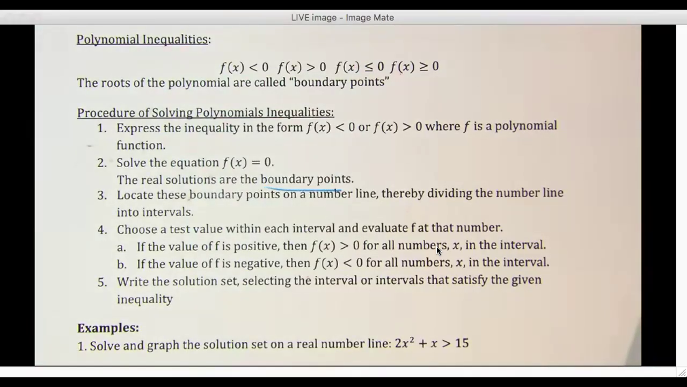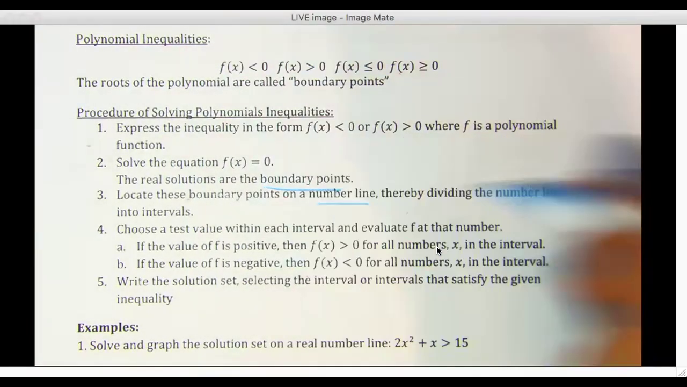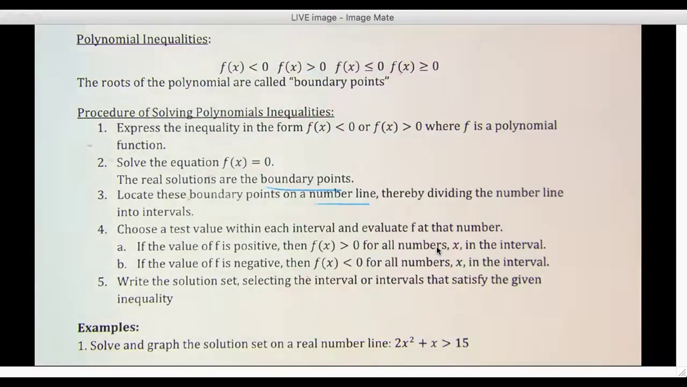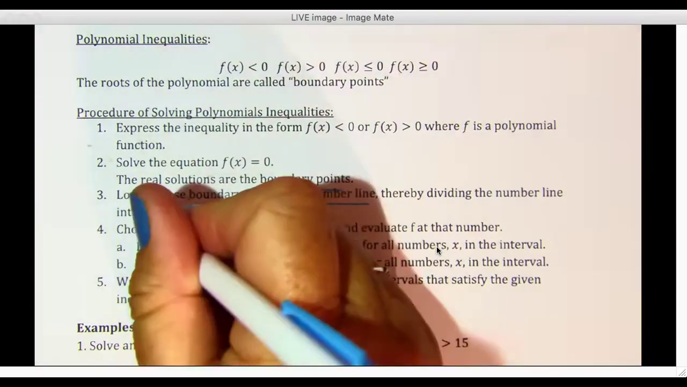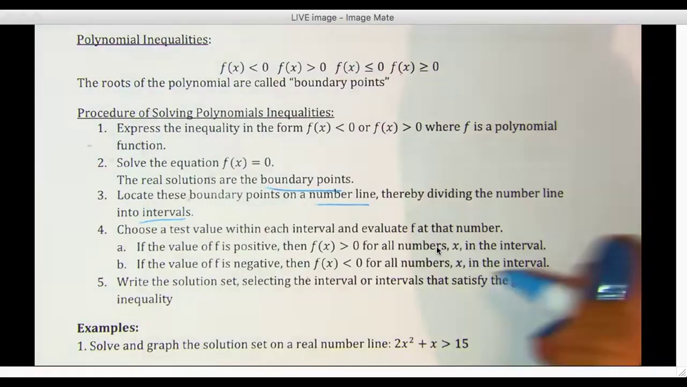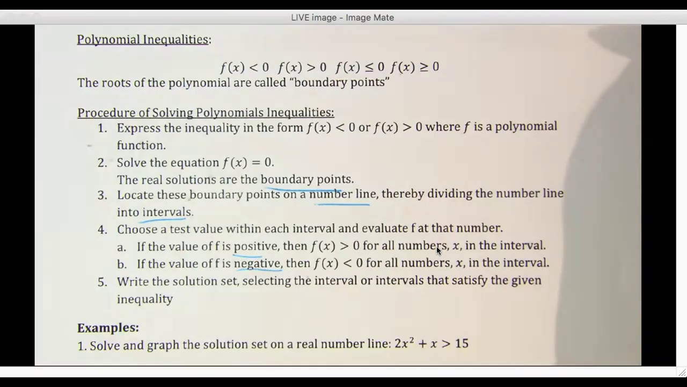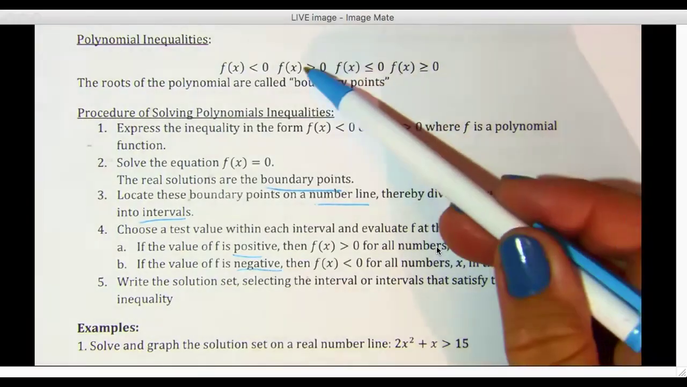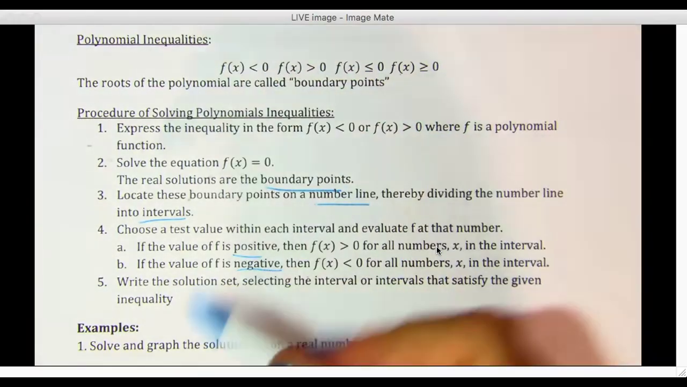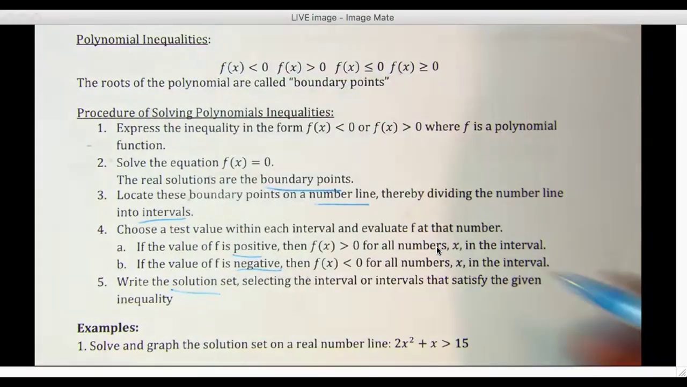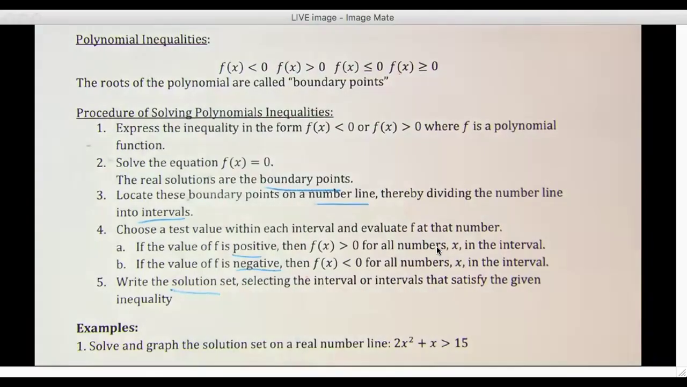Once we have those boundary points, we're going to put them on a number line and then choose a test value in each interval. And then we're going to check if it gives us a positive or a negative value in each of those intervals. And then depending on whether we wanted it greater than zero or less than zero, we will write our solution in interval notation. And then also give a graph answer as well.